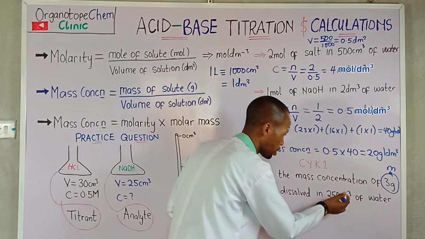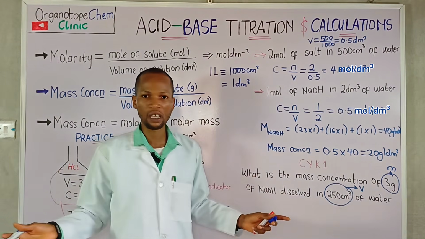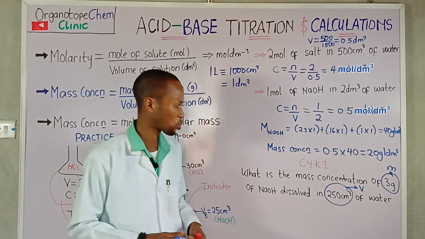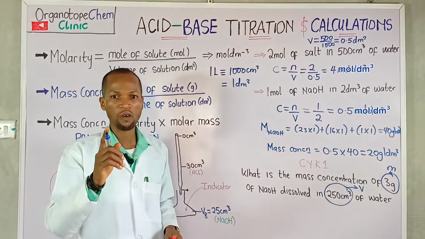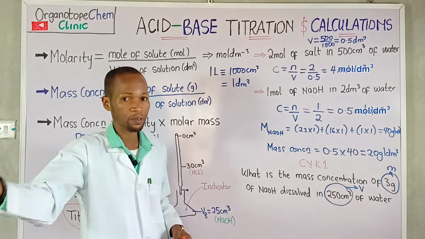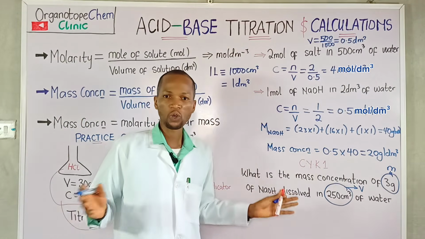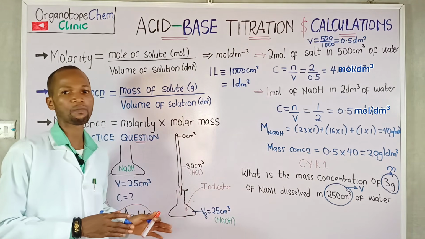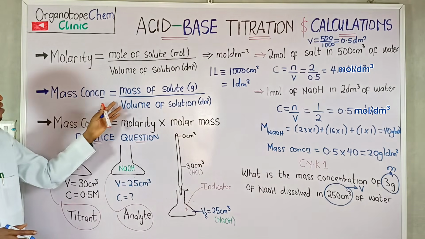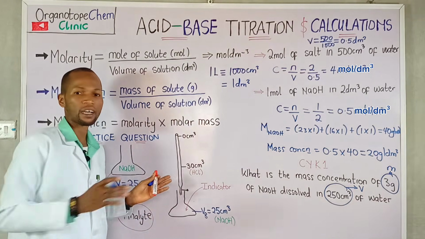So all we need to do is to convert the volume from cm cube to dm cube. By doing what? That's right, by dividing by 1000. So when we divide 250 by 1000, we have 0.25 dm cube. So the unit has been converted from cm cube to dm cube. Which formula is suitable for determining the mass concentration of this solution? We have mass of solute over volume of solution. So this is the right formula to use.